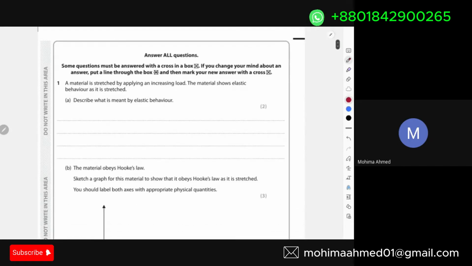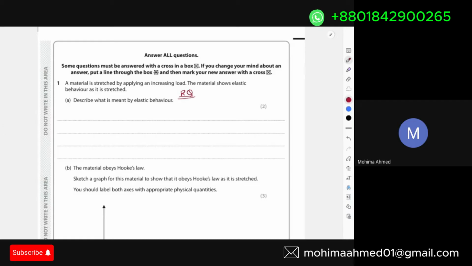First one is talking about chapter 2, right? Elastic plastic behaviors, everything. The first one says to describe what is meant by elastic behavior. This is actually a repeated question, because the definition for elastic behavior would never change, right? So this will always be the same.